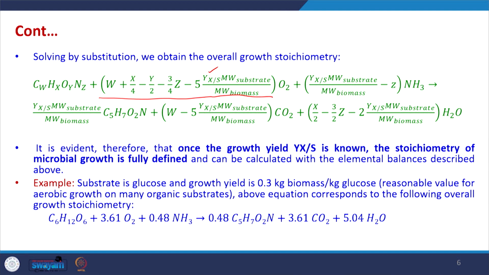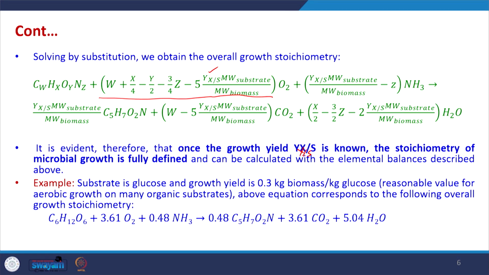So, it is evident from this equation that once the growth yield Y_X/S is known to us, the stoichiometry of microbial growth is fully defined and can be calculated with elemental balances as described in the previous slide.